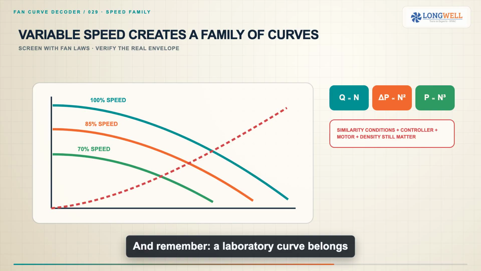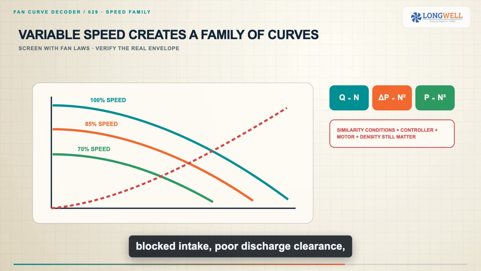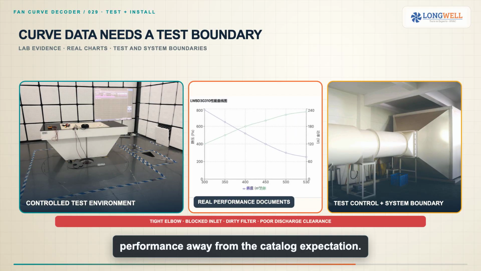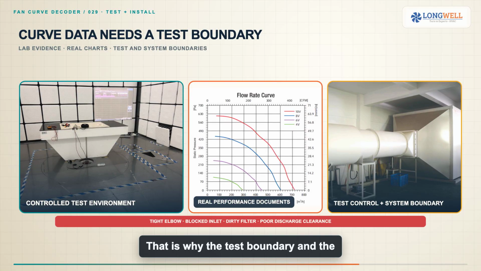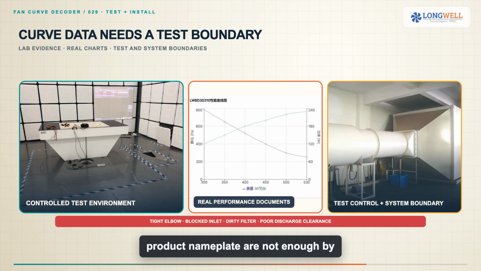And remember, a laboratory curve belongs to a stated test arrangement. A tight inlet elbow, blocked intake, poor discharge clearance, dirty filter, or downstream obstruction can add system effect and move installed performance away from the catalog expectation. That is why the test boundary and the product nameplate are not enough by themselves.